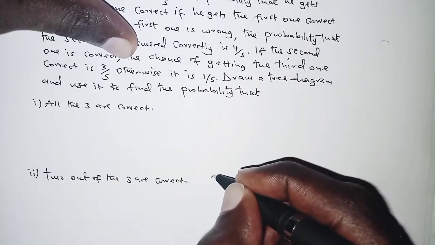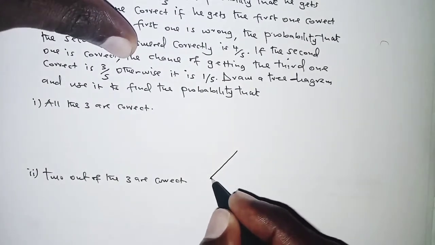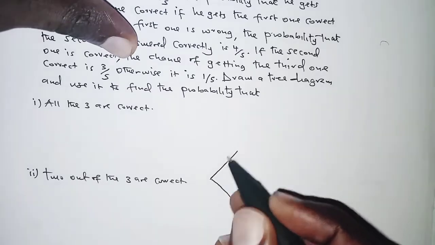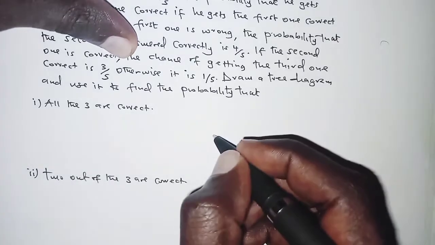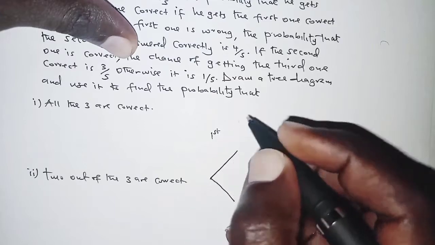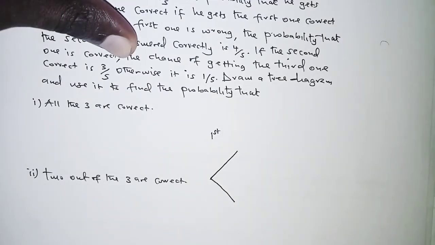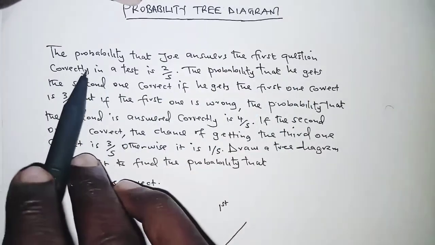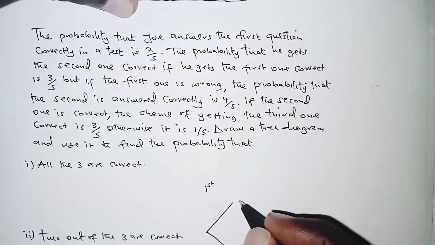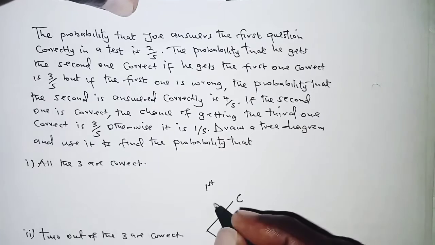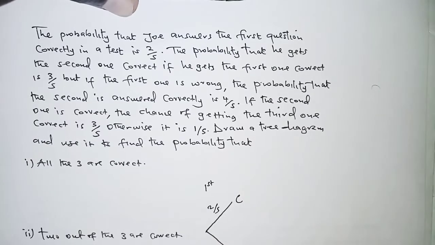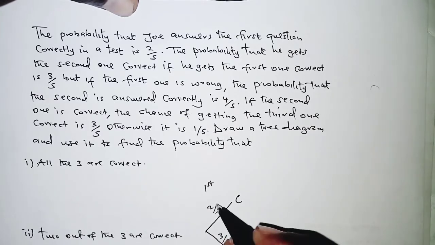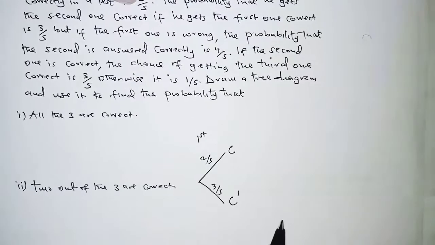For the tree diagram, we are going to have the first branch here to represent the first test. So in the first test, we are told the probability that Joe answers the first question correctly is 2 over 5. So if it is correct, then it is 2 over 5. Not correct is 3 over 5. Remember, the sum of these should be 1, that is 5 over 5.